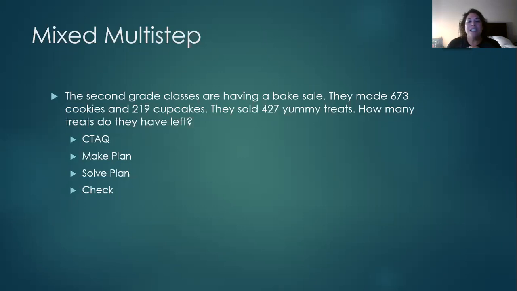Okay, what's the action? Let's go back and reread. The second grade classes are having a bake sale. They made 673 cookies. So first we made these cookies. I have 673 cookies right here. And you guys made 219 cupcakes. So if you made this one and this one, remember that and word tells us we do what? We join them. They made 673 cookies and 219 cupcakes. We're gonna join those.